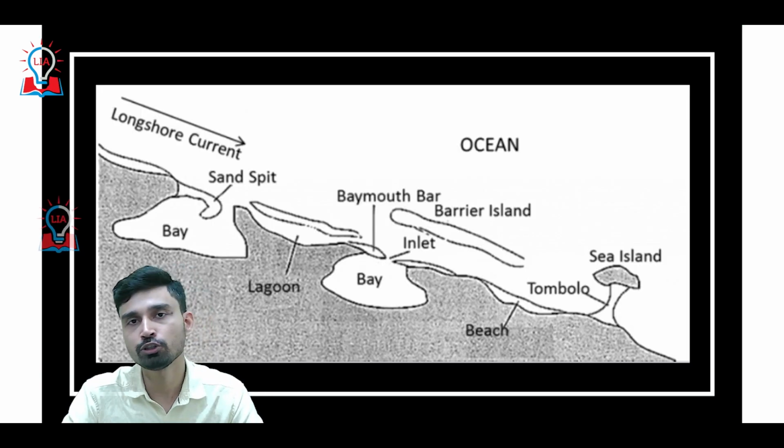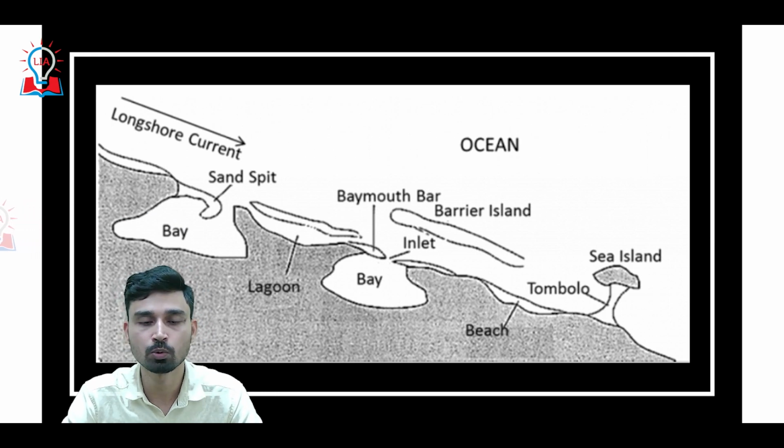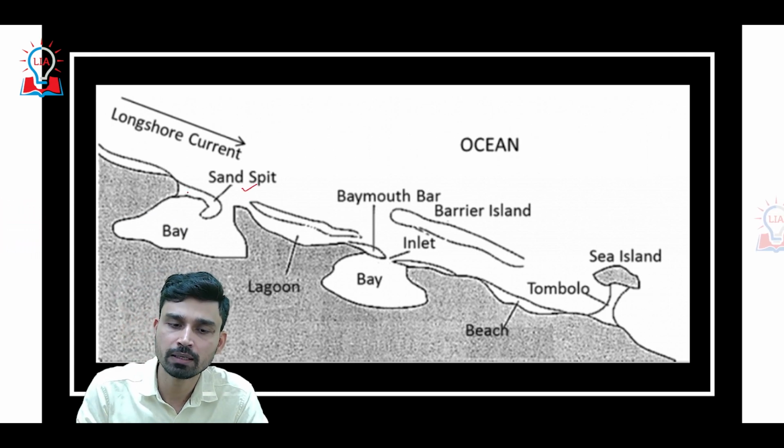Now, if you look at the picture here, to understand briefly the major landforms we see developing in the coastal areas: we have discussed the spit, which is an elongated deposition happening due to the longshore current, and when the spit gets curved, it is called a hook.